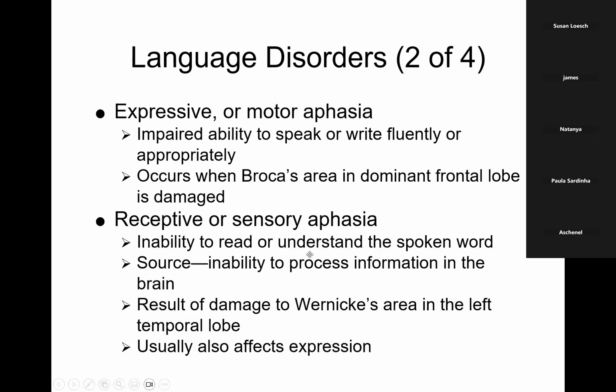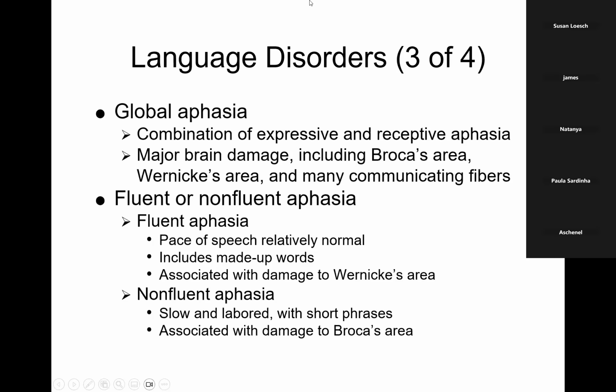All right. And it usually also can affect your expression. Now, if both of these aren't working, then you have global. So if Broca's broken and Wernicke's broken, then you're going to have global. And these people typically cannot speak. All right, so it's a combination of expressive and receptive. This is major damage to the brain. So damage to Broca, damage to Wernicke, and to those communicating fibers or those nerve connections. Okay, those neurons got to be connected electrically in order to stimulate the reactions in the body that are occurring. So if there's some sort of disconnect there, that's not going to happen. That's what it's talking about with the communicating fibers.